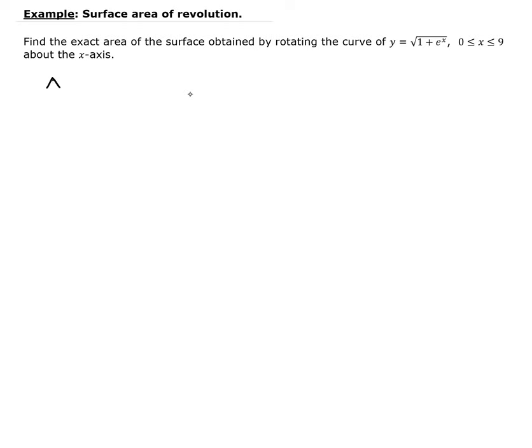So I'm going to sketch the graph. The graph of this looks like the square root of 1 plus e to the x, so it's going to look something like this. When x is 0, the y-intercept will be square root of 2. Let's call this the y-axis and the x-axis. We're going between 0 and 9. All right, so there's our region between 0 and 9, the function and the x-axis.